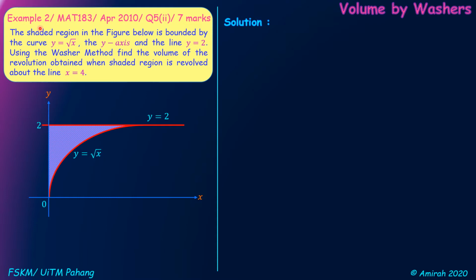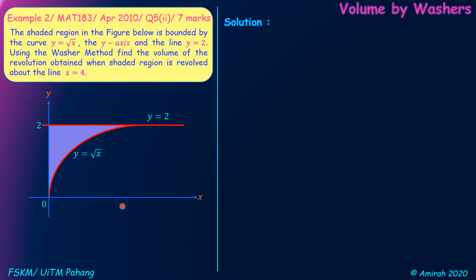Now we look at example 2 from previous semester papers. The shaded region in the figure below is bounded by the curve y equals to square root of x, the y-axis and the line y equals to 2. Using the washer method, find the volume of the revolution obtained when the shaded region is revolved about the line x equals to 4. So this is the curve y equals to square root of x, this is the line y equals to 2, and this is the y-axis. And the axis of rotation is the line x equals to 4.